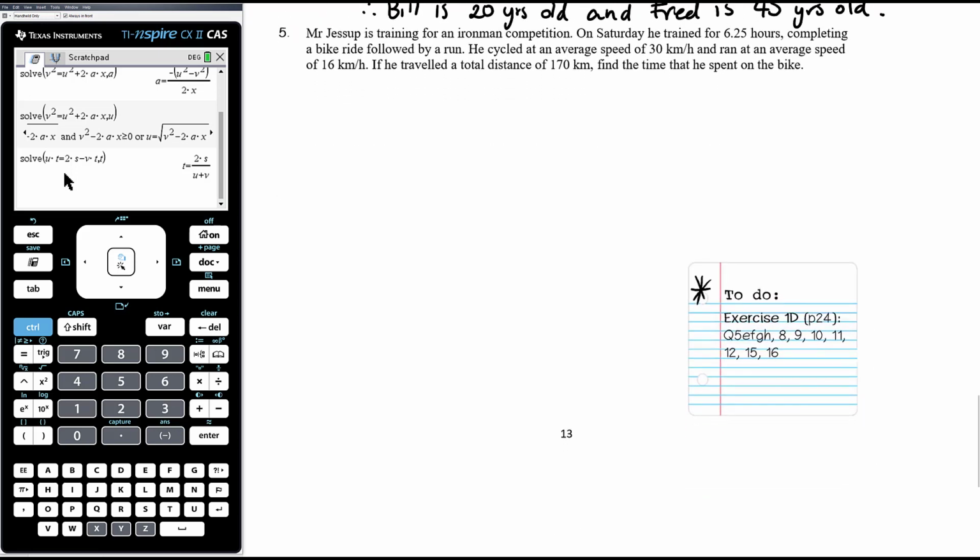Okay, question 5. Mr. Jessup is training for an Ironman competition. On Saturday, he trained for 6.25 hours, completing a bike ride followed by a run. He cycled at an average speed of 30 kilometres per hour and ran at an average speed of 16 kilometres per hour. If he travelled a total distance of 170 kilometres, find the time that he spent on the bike.